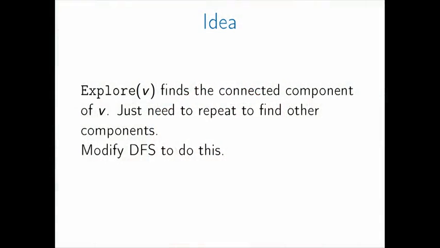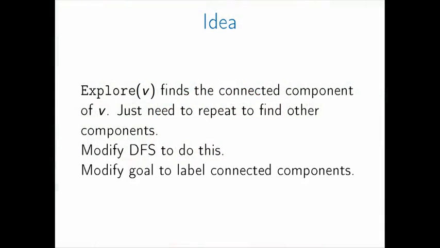And it turns out you can do this with only a slight modification to the original depth-first search algorithm that we saw. Now, in order to make the algorithm we're about to see a little bit cleaner, we're going to modify our goal a little bit. Instead of returning sets of vertices that are our connected components, we're going to label the connected components. We're going to give everything in the first one a label of 1, and everyone in the second component a label of 2, and so on and so forth.